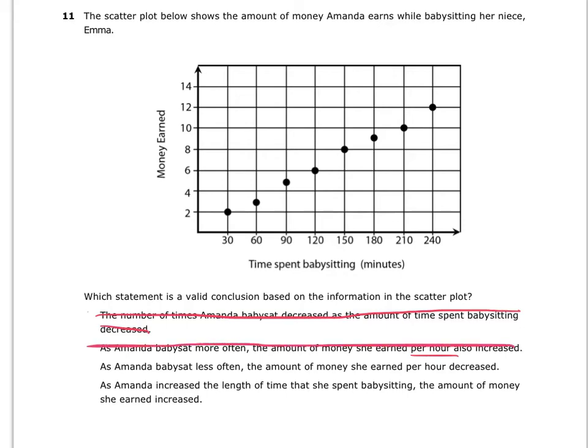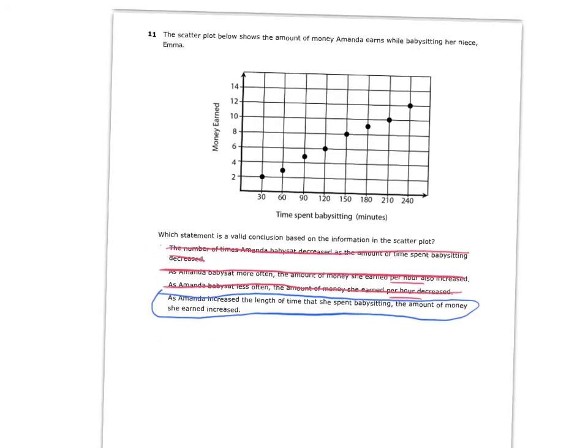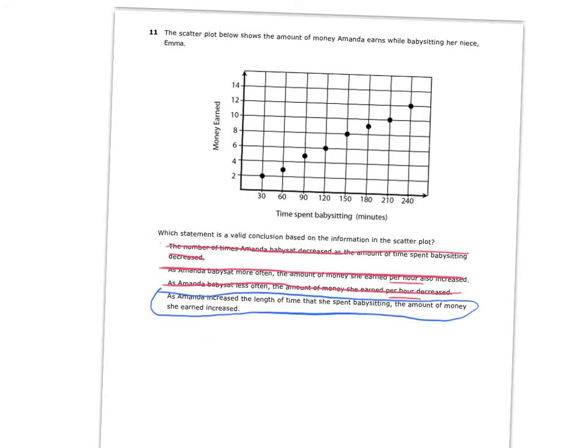The next one is the same thing. The less often she babysat, the amount she earned per hour decreased. No, she still earned the same amount per hour. The last one is an easily true statement. As Amanda increased the length of time she spent babysitting, the amount of money she earned increased. So, the longer she worked, the more money she made. That's pretty obvious, right? So that is your correct answer here. Guys, a lot of you are going to miss that because you're going to skip over it. You're going to go too fast.